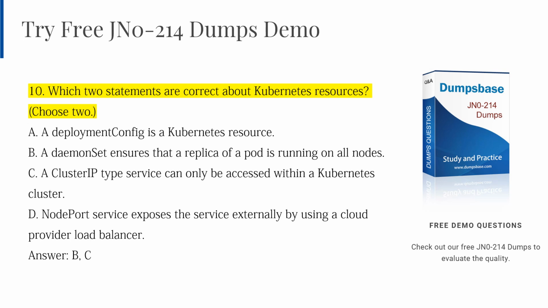10. Which two statements are correct about Kubernetes resources? Choose two. A. A deployment config is a Kubernetes resource. B. A daemon set ensures that a replica of a pod is running on all nodes. C. A cluster IP type service can only be accessed within a Kubernetes cluster. D. Node port service exposes the service externally by using a cloud provider load balancer. Answer: B, C.